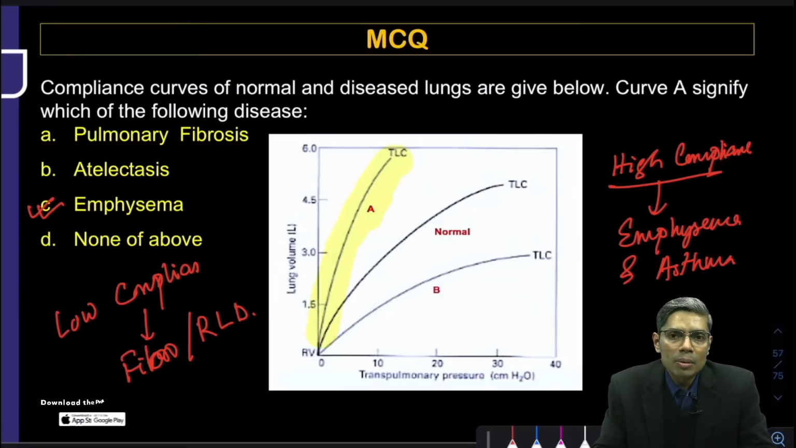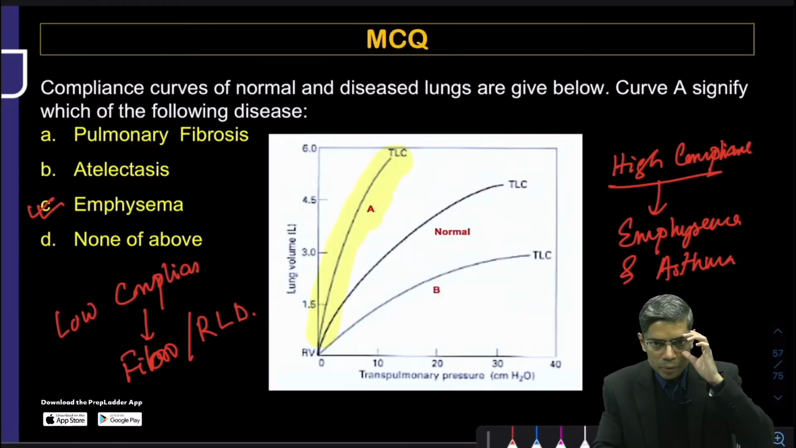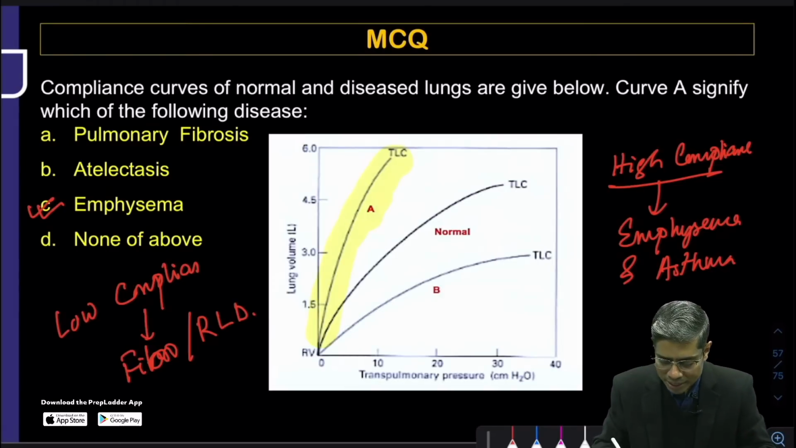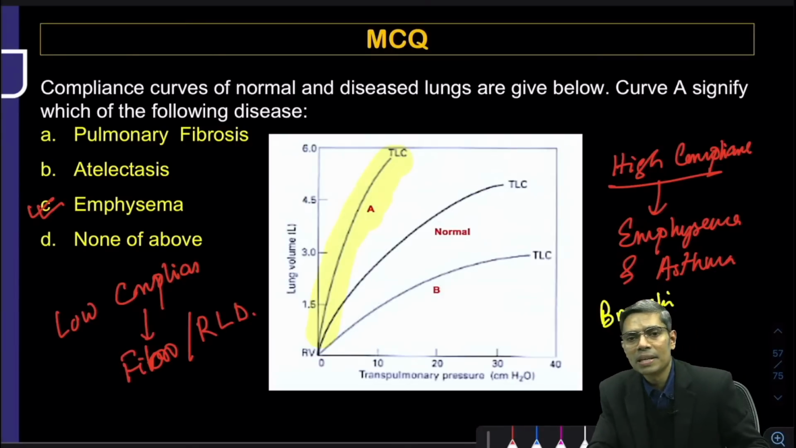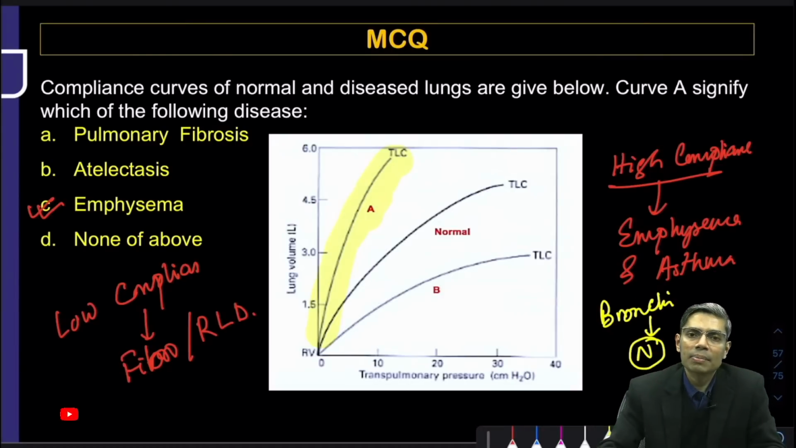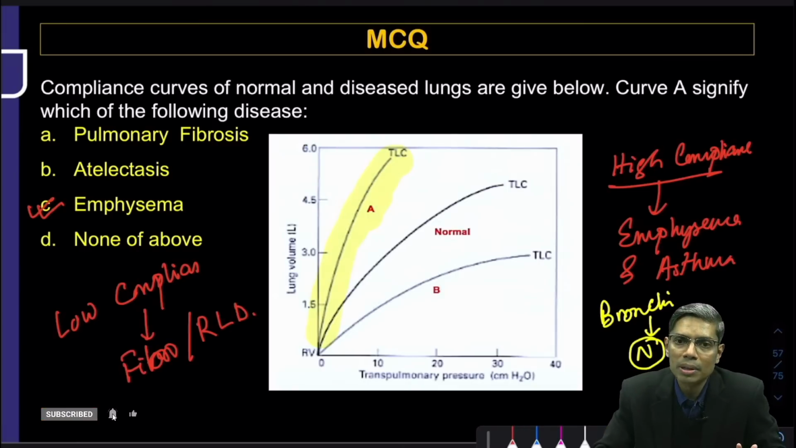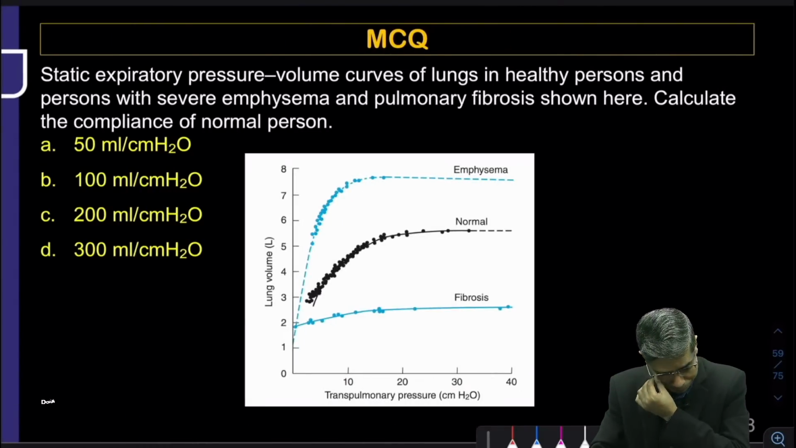High compliance curve. Not all COPD, because in bronchitis compliance is absolutely normal. Compliance is only high in case of emphysema and a little bit high in case of asthma. Not bronchitis. Bronchitis compliance is almost normal. Okay. Second question.